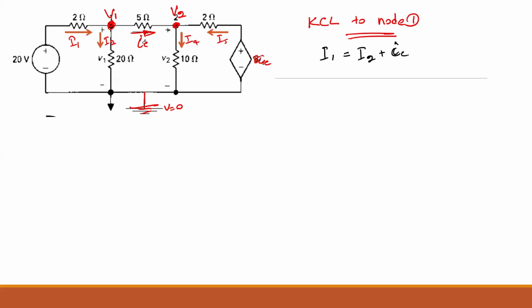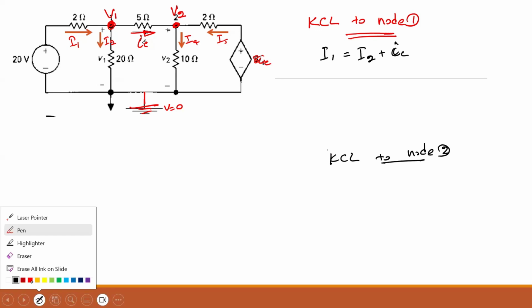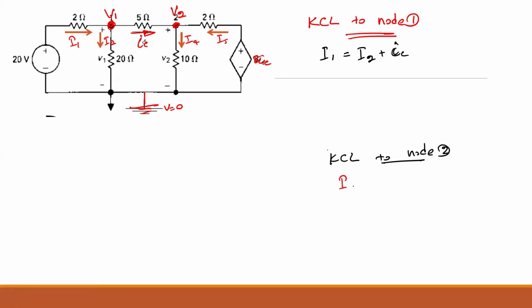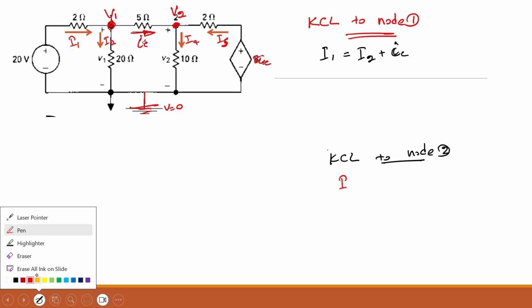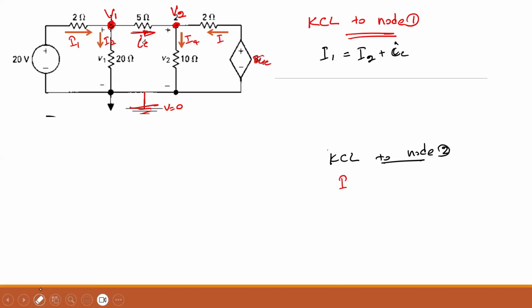Okay. How about the KCL to node 2? You've got two inputs, so you've got IC and I3. This one is I5, sorry. We don't have an I3, so let's put it as I3. So I3 is coming in, and what else? IC. IC, and going out I4. So we have applied the KCL to node 1 and 2.